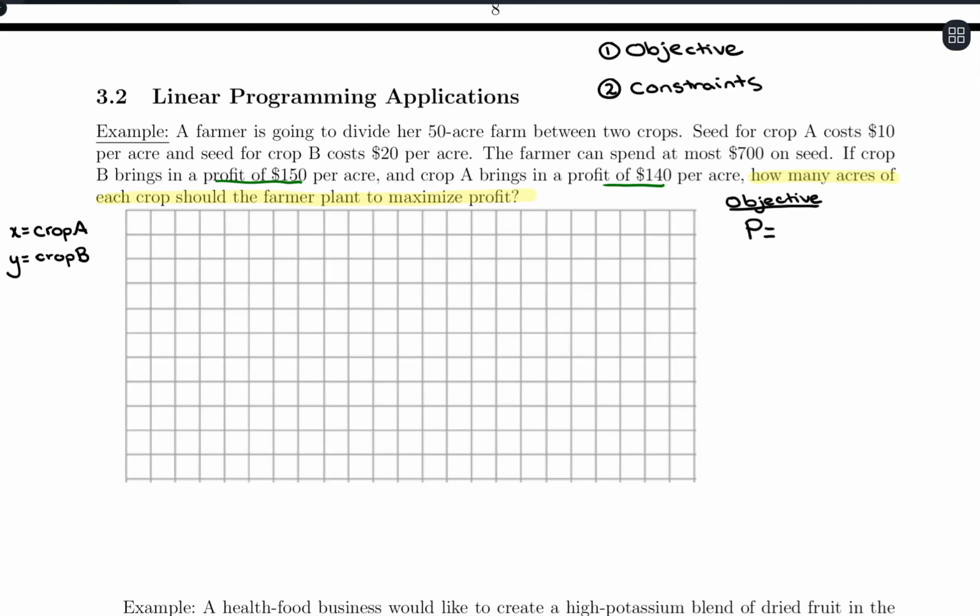So my objective function, we're getting $140 per acre from crop A, so that'll be 140 times X. And then we're going to add on the profit from crop B, which is 150 per acre, so 150 times Y. So my objective function that we want to maximize is going to be P equals 140X plus 150Y. All right, there's our objective, and we're going to put that to the side and work on the constraints.